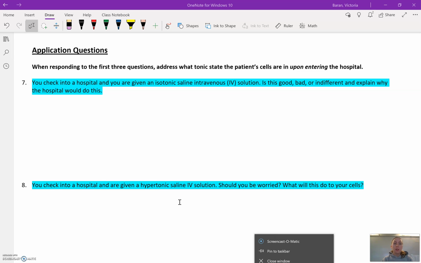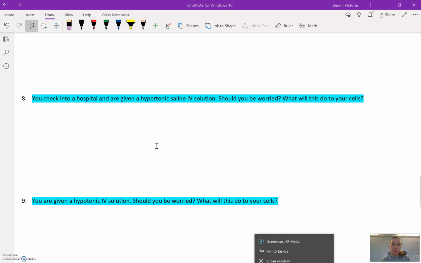So when responding to the first 3 questions, it's about an IV. I talked about this a little bit in class already. Make sure you address what the patient is coming into the hospital as. Are they coming in with their cells normal? Are they coming in with their cells more lysed or ready to burst? Are they coming in with their cells shriveled up, okay? So make sure you address what the patient is coming in as. And then you can answer the question in terms of, is the type of IV they're getting good, bad, or indifferent? And make sure that you explain why, okay?